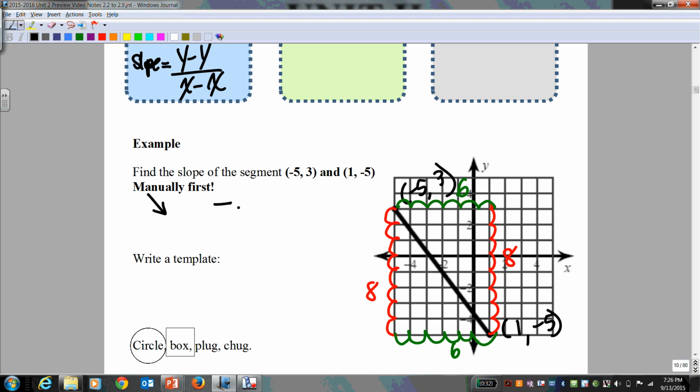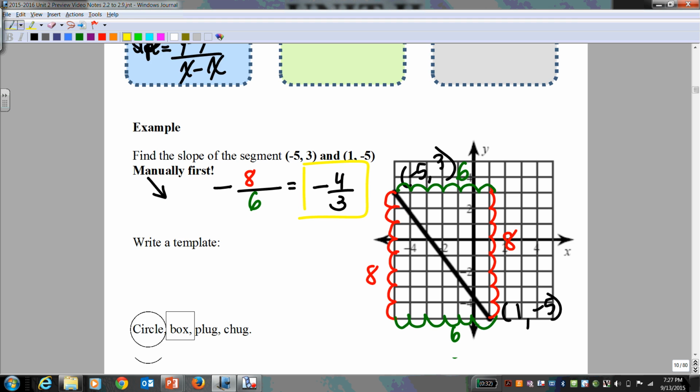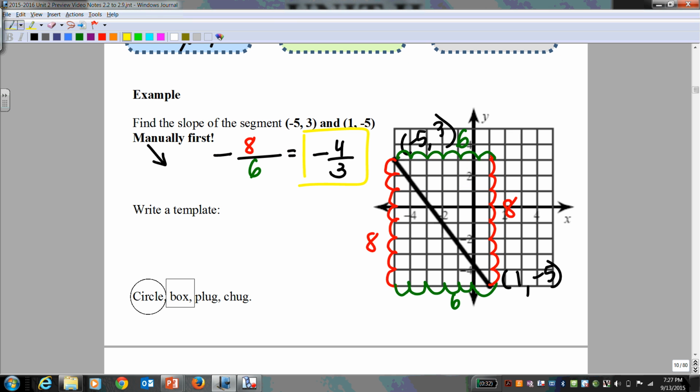So I know this is a negative slope. My rise is 8. My run is 6. And you reduce always as far as possible. So it's negative, 2 goes in there 4 times and 3, so negative 4/3. So that's the slope manually. Now we're going to find the slope algebraically. You start by writing the slope template. We write slope equals, and that is a slope template.